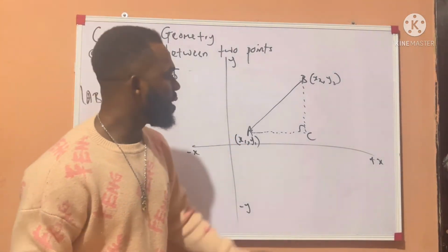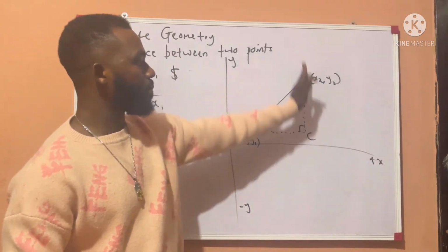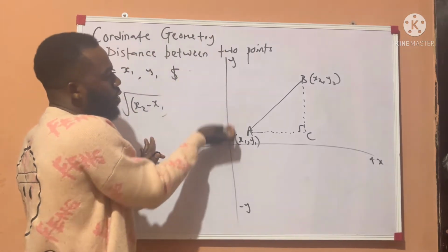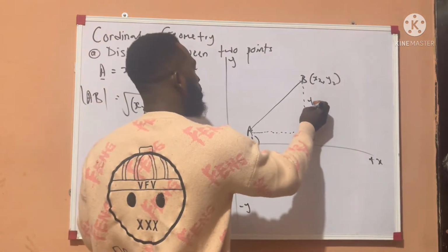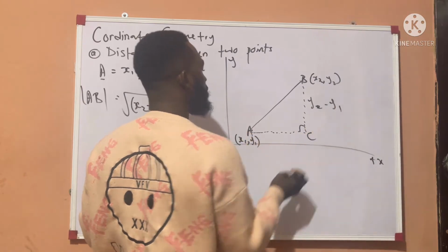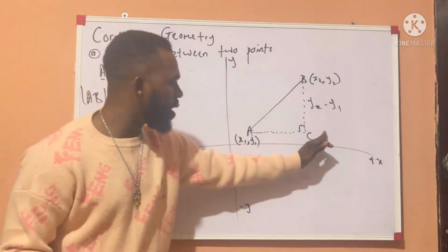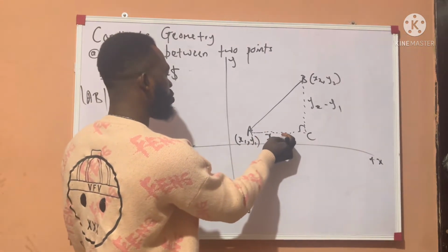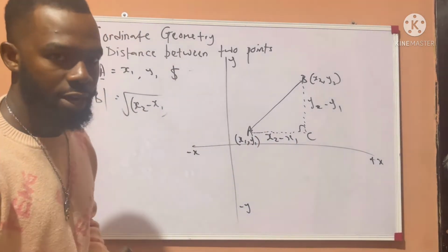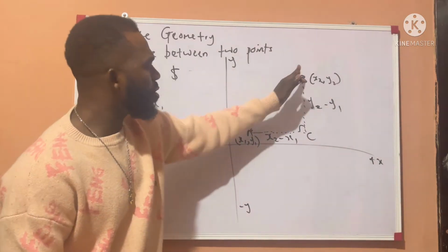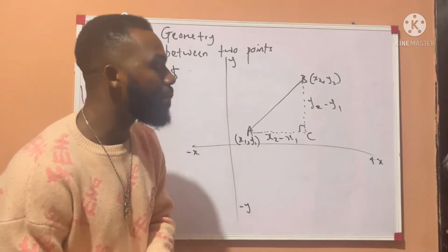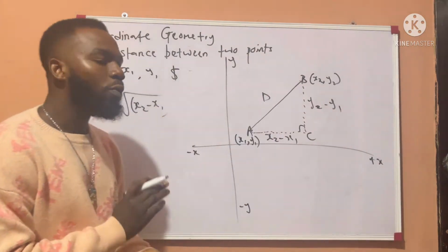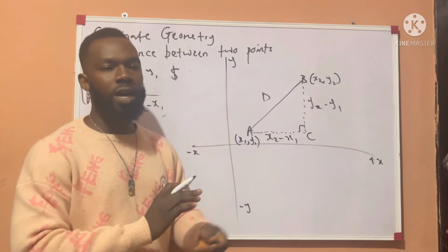Now it means the distance on the vertical side of the right angle triangle, because it is on the y-axis, is y2 minus y1. And the distance between A and C, because it is on the x-axis, is actually x2 minus x1. Now let us say the line connecting A and B, which is actually the hypotenuse of the right angle triangle, let us call this D, which is actually the distance between A and B.